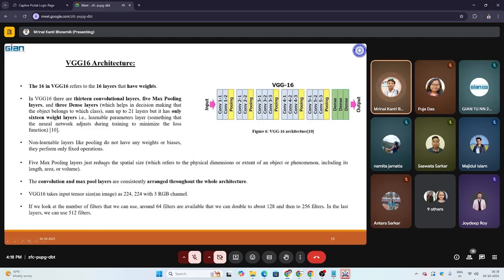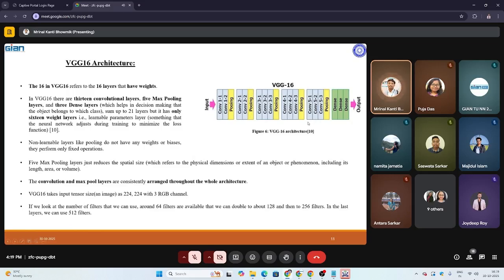The 5 max pooling layers just reduce the spatial size. What is the work of max pooling? It just reduces the spatial size of the image. As I have already explained while going through the VGG16 architecture, the image size reduces. How does it reduce? Because of the pooling operation, it takes the maximum value.